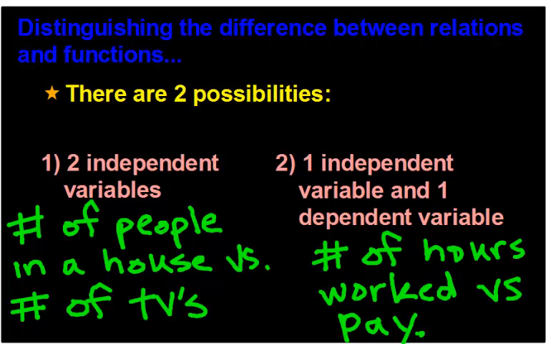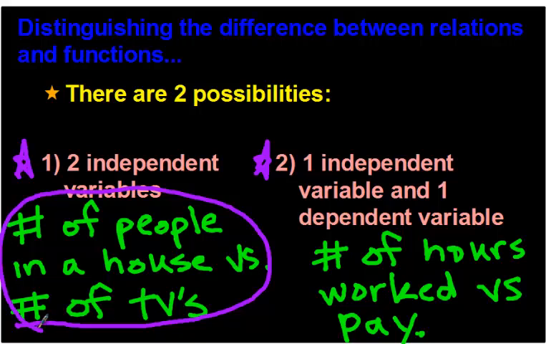Distinguishing the difference between relations and functions is something that we are going to have to be able to do. There are 2 possibilities that could come when we're talking about relations. One of those situations is whenever we have 2 independent variables, while the other situation is when we have 1 independent variable and 1 dependent variable. An example of 2 independent variables is when we have the number of people in a house versus the number of TVs. An example of having 1 independent variable and 1 dependent variable is when we have the number of hours worked versus the pay.